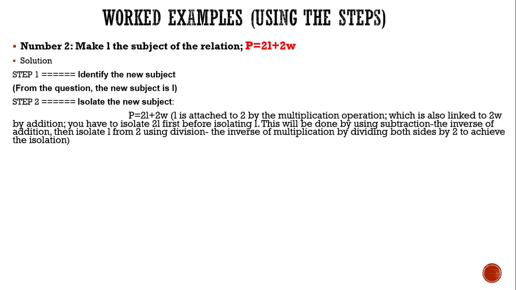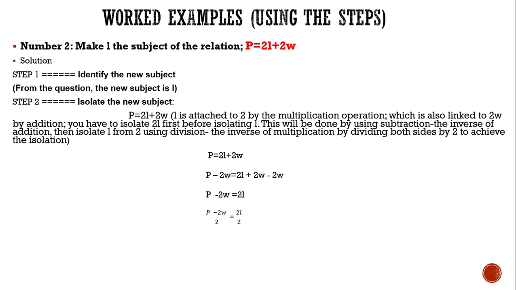So let's look at what we are saying. P equals 2L plus 2W. So we isolate 2L by subtracting 2W from both sides. That gives us P minus 2W equals 2L plus 2W minus 2W. On the right hand side, 2W we cancel out. So we are going to be left with P minus 2W equals 2L.